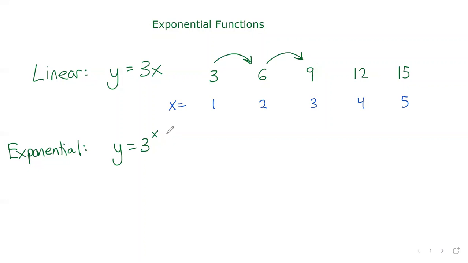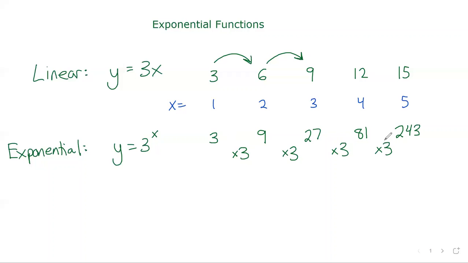So let's compare that to what happens with an exponential function. All right, y equals 3 to the x. So 3 to the first power is 3. Now x equals 2: 3 to the second power is 9. 3 to the third power is 27. When x equals 4, 3 to the fourth power is 81. When x equals 5, 3 to the fifth power is 243. So this makes it fairly clear to see what's going on here, that we're not adding the same thing every time, we're multiplying by the same thing every time.